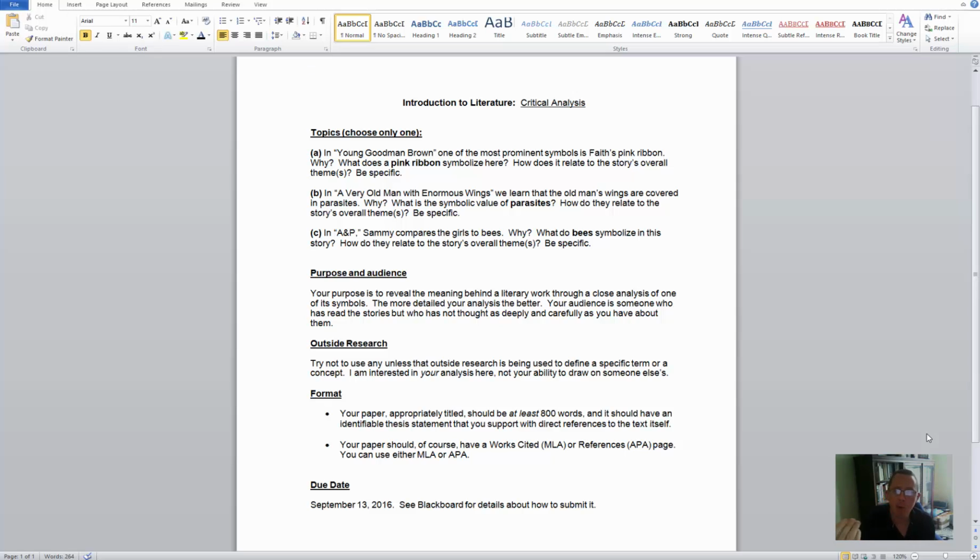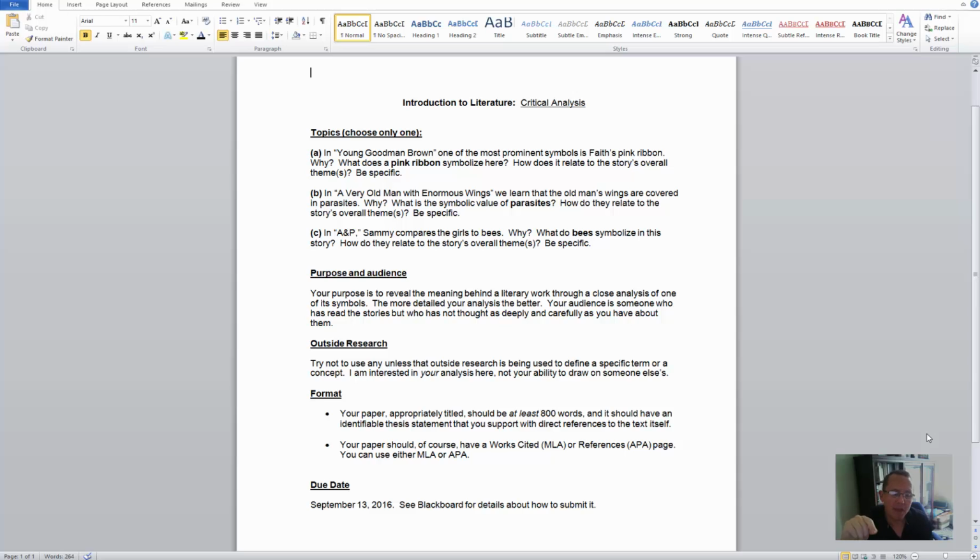So in Young Goodman Brown, you'll see that one of the recurring symbols are these pink ribbons. And my question is, why would Hawthorne include these pink ribbons? Why pink ribbons? What might they represent, okay? Why the color pink and not some other color? Why ribbons?